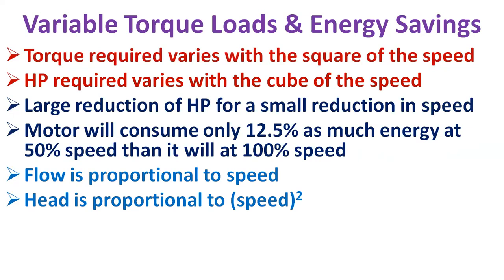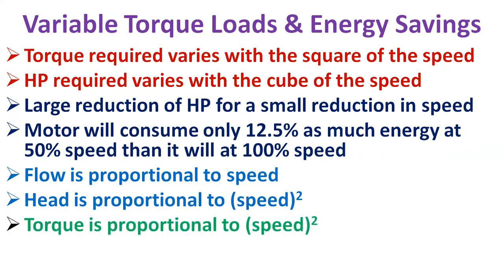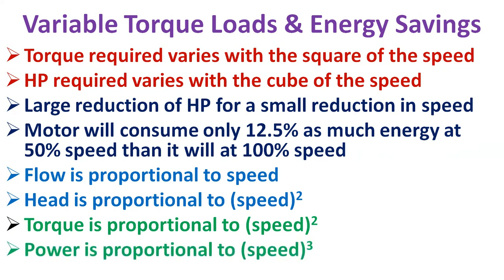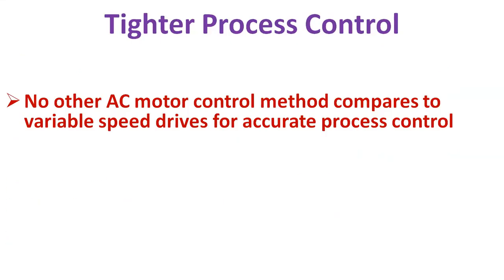The following laws illustrate the relationship. Flow is proportional to speed, head is proportional to the square of the speed, torque is proportional to the square of the speed, and power is proportional to the cube of the speed. These are the laws that govern the motor relations. Then we have tighter process control with variable speed drives.